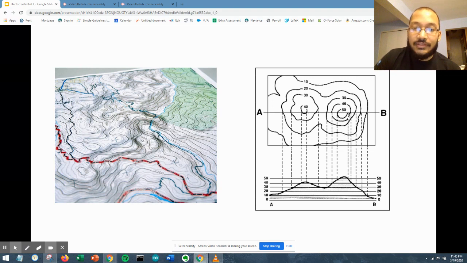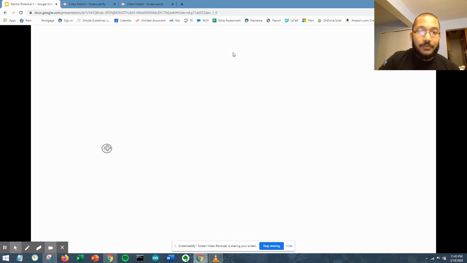Another way to read this is places where you're crossing many lines in a short distance, like over here, it's very steep. If you're planning your hike to the peak of this mountain, you'd probably want to take a less steep path. So what does this have to do with electrostatics? Well, first off, we need those lines of equal potential energy per unit charge, lines of equal electric potential.